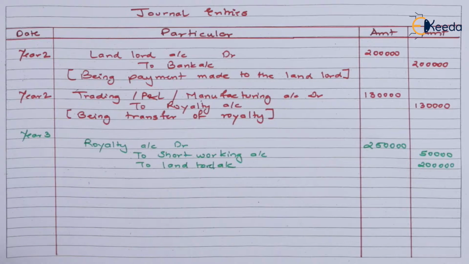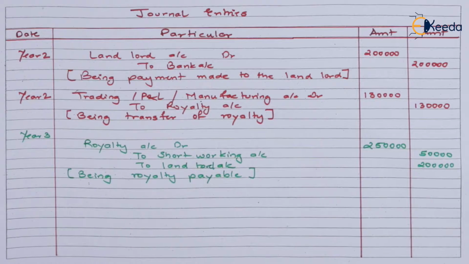out of which 2 lakh has gone for the minimum amount or minimum rent due to the landlord. That means the landlord has taken 2 lakh. And on the credit side, we have mentioned short working, because here royalty is more as compared to the minimum rent. However, short working is being utilized for the short workings of the previous 2 years. So that adjustment has to be done in the next few entries.